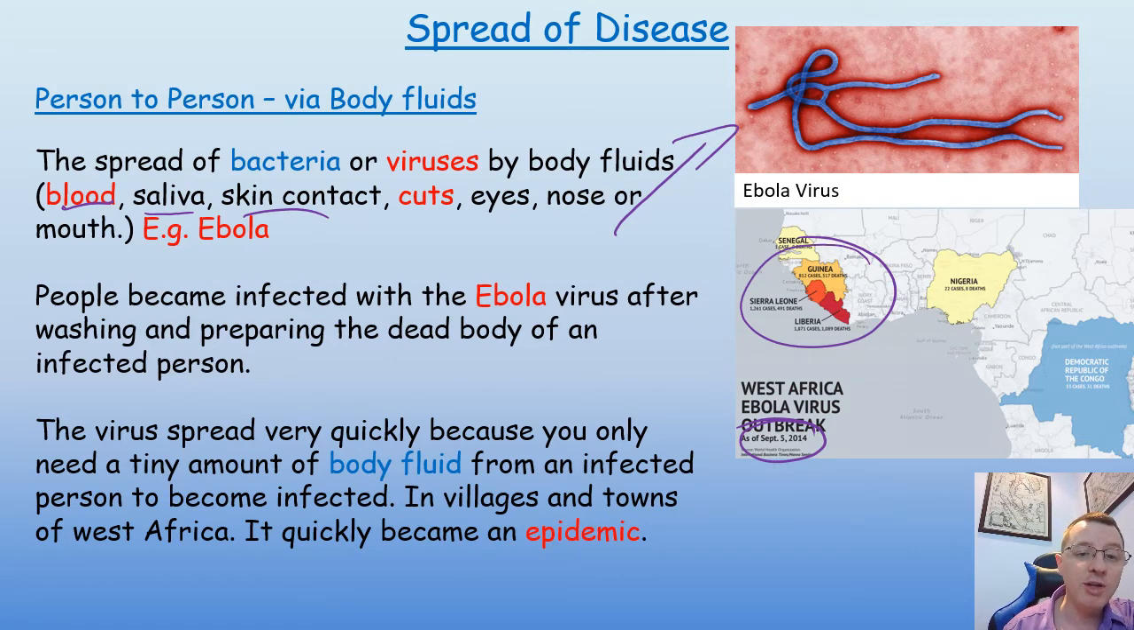The virus would then spread very quickly because you only need a tiny amount of bodily fluid from an infected person to become infected yourself. And in villages and towns of West Africa, this quickly became an epidemic. In particular, Ebola is such a dangerous disease because the virus will cause bleeding from most of the orifices of the body, including the eyes, the nose and the ears. So there is a lot of Ebola around as you clean that body.